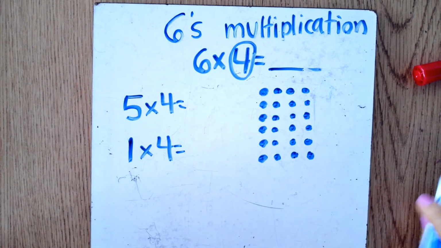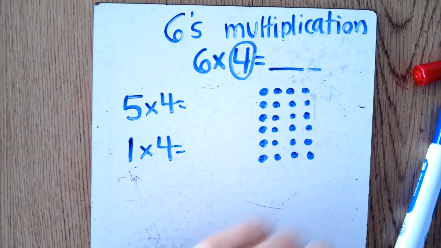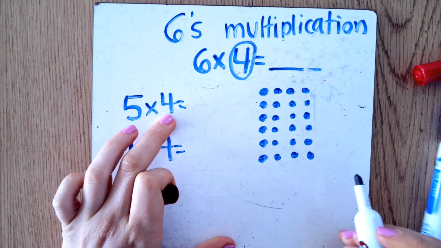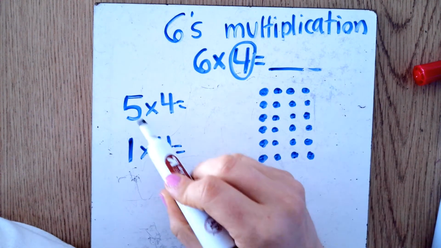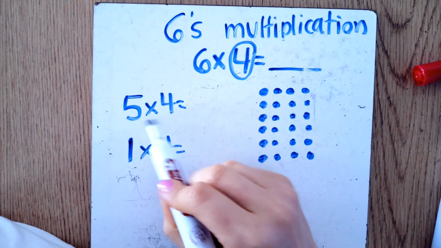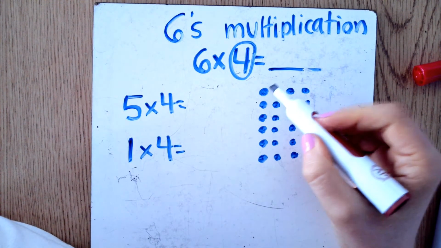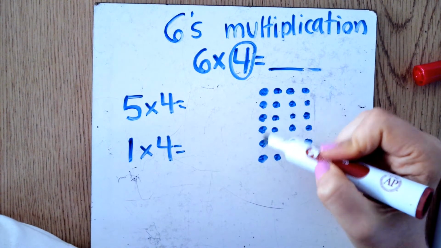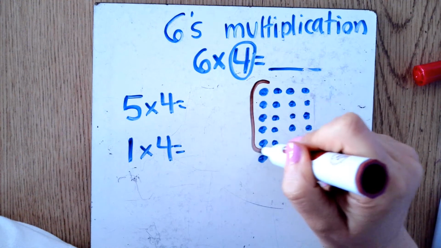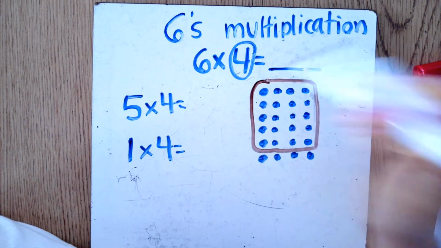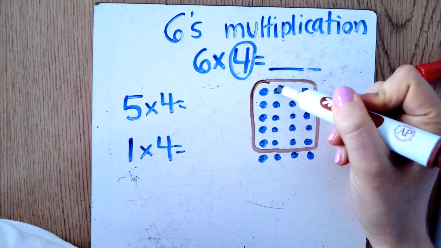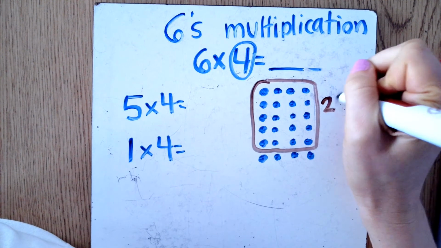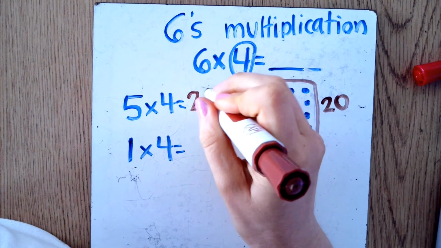Okay? So for the first part, we have 5 times 4. So in this array that matches 6 times 4, I'm going to be circling my array that matches this 5 times 4. So I'll go 5 rows, 1, 2, 3, 4, 5, and I'll circle that 5 rows of 4. Now when we solve 5 times 4, that's skip counting by 5's 4 times, so it'd be 5, 10, 15, 20. So that first part is 20.